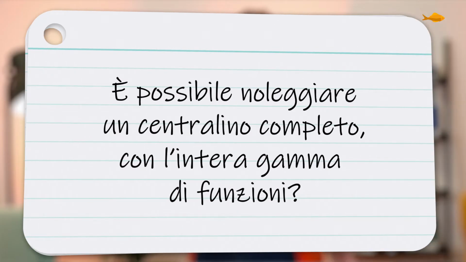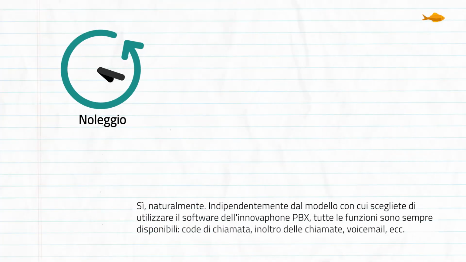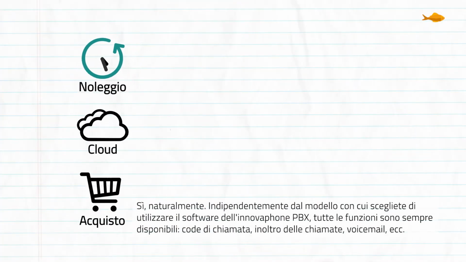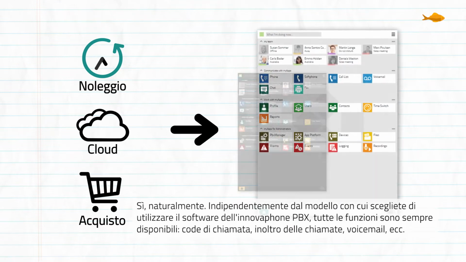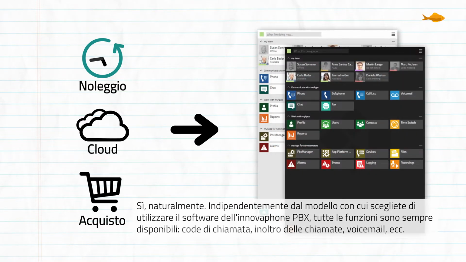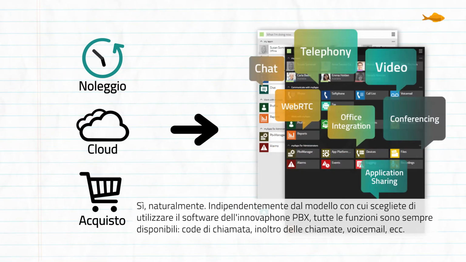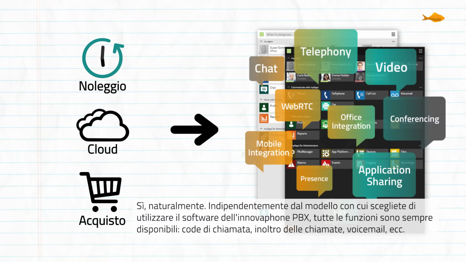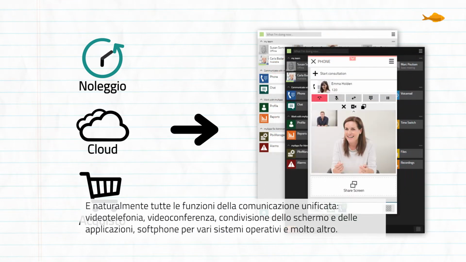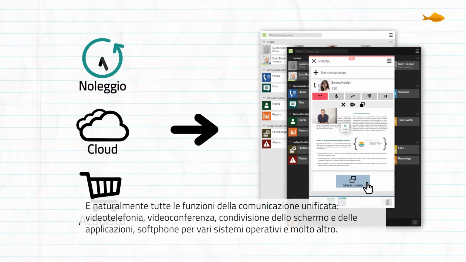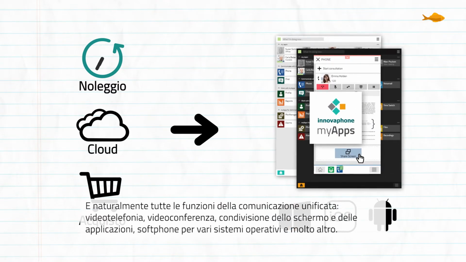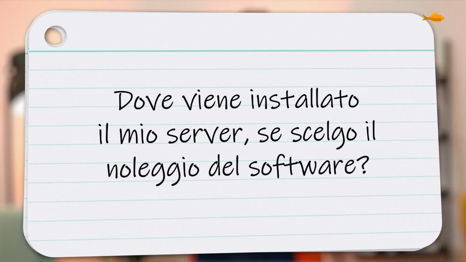Can I rent a complete telephone system with the full range of functions? Yes, of course. No matter what operational mode you use the innovaphone PBX software, it always comes with its entire functionality, with queues, call distribution, voicemail, etc. Then of course all the well-known UC functionalities, such as video, app sharing, soft phone for the various operating systems and so on.